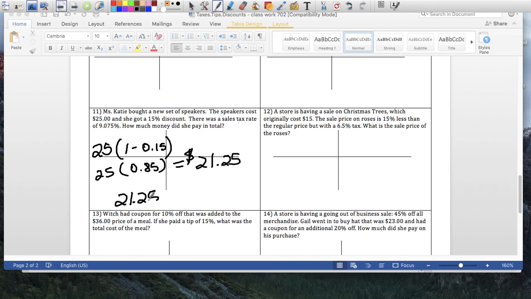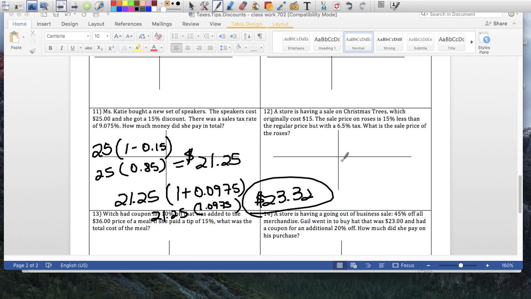Now comes the bad news, which is the tax. In the tax here, it means that I am going to pay the full value, which is $21.25, my new value. So I'm going to pay 100% of that value, plus I have to pay taxes, which in this case is 0.0975. So we can multiply 21.25 times 1.0975, and that's going to give us $23.32 as our new total with tax.